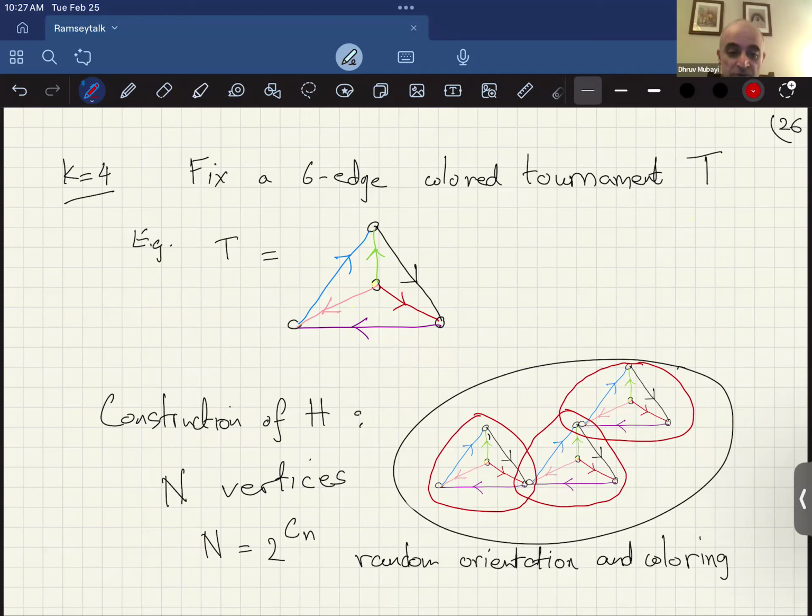So what do you do? You take capital N vertices. For every pair, you do 2 random things. You randomly orient a pair, like a random tournament, and you randomly color it with one of these 6 colors. So I've got a random colored tournament. And now I just tell you when a hyperedge is red. I hope you can see it. A hyperedge is red if the thing that you've colored and oriented looks exactly like T. Okay? So that's a random hypergraph.